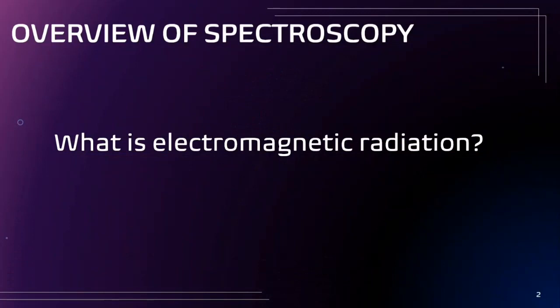We'll start into the basic understanding of electromagnetic radiation. We'll talk about what it is, covering different types of energy waves like radio waves, microwaves, infrared, visible light, UV, X-rays, and gamma rays. We'll highlight how it is everywhere around us and its crucial role in spectroscopy.